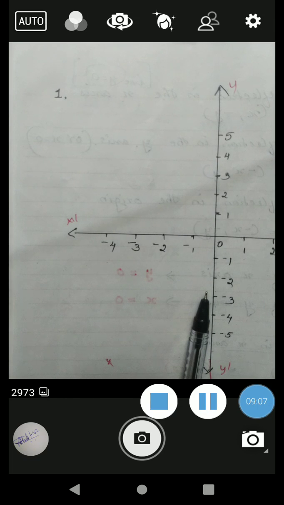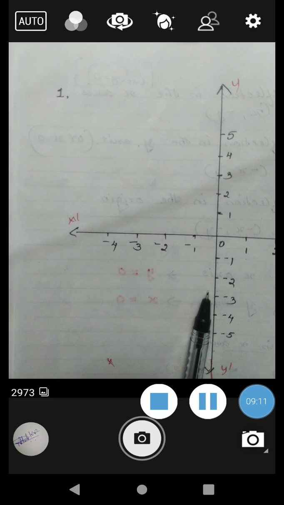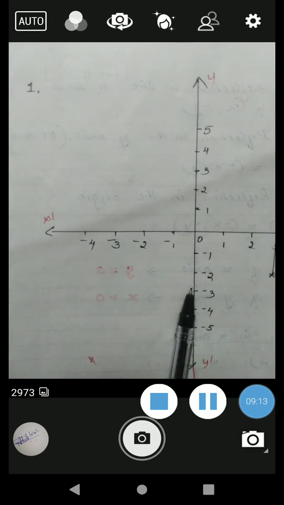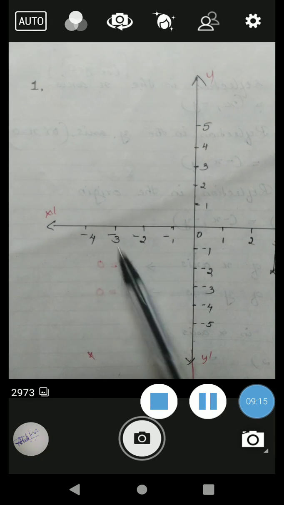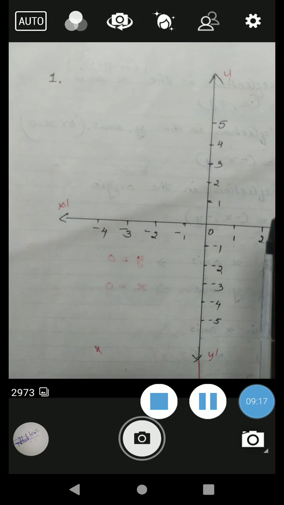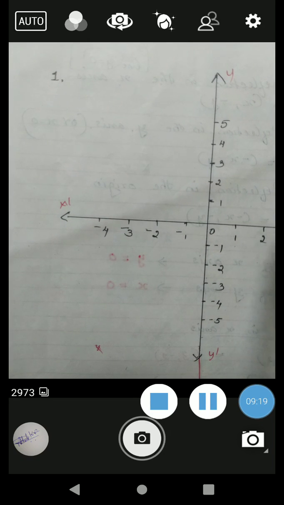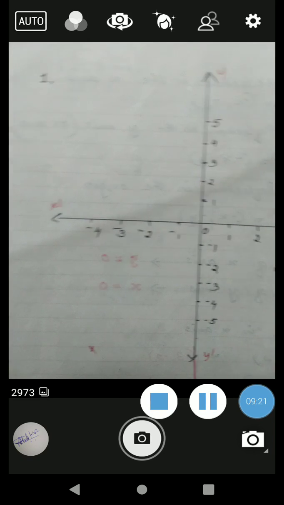Attempt this question on a graph paper. Plot A and B on a graph paper. So you have to take a graph paper and draw the x-axis and y-axis. Then plot A and B.